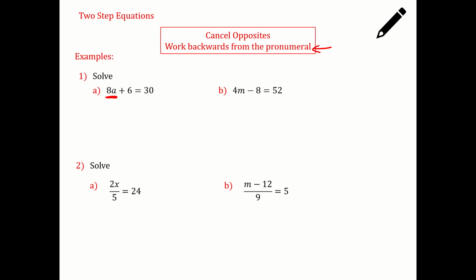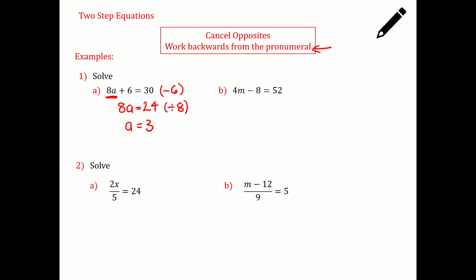To get rid of a letter, what you want to do is cancel it. So the opposite of plus 6 is take away 6. If I take away 6 from the left-hand side, I get 8a. If I take away 6 from the right-hand side, I get 24. Then I want to get rid of the 8. So this means 8 times a. The opposite of timesing by 8 is dividing by 8. So if I divide the left-hand side by 8, I get a. If I divide the right-hand side by 8, 24 divided by 8 is 3. So I get my answer, a equals 3.